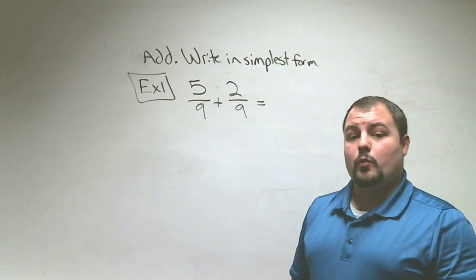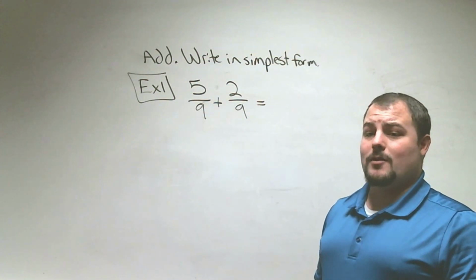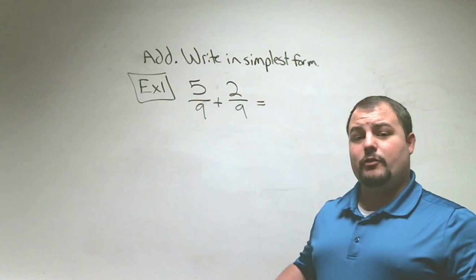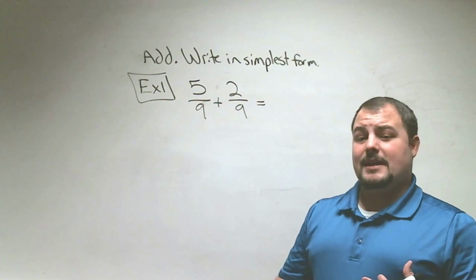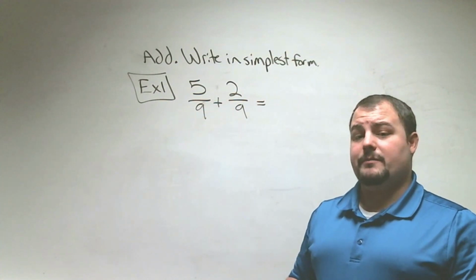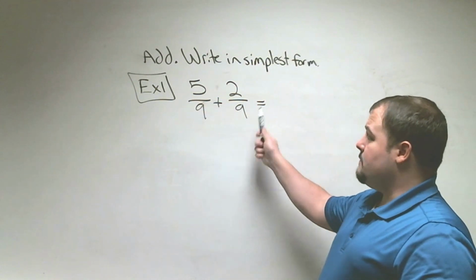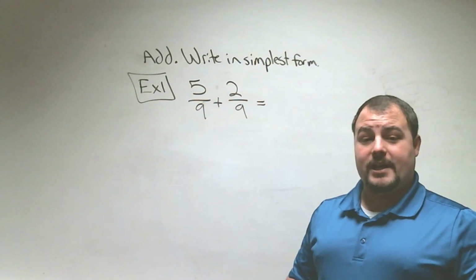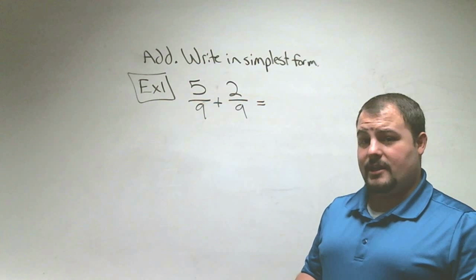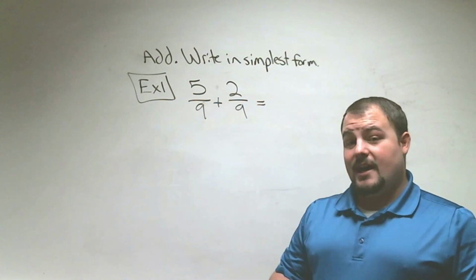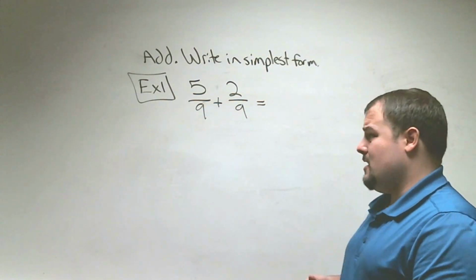In example 1, we're going to be adding two fractions together, and we're going to write the answer in simplest form. Simplest form means that if we can divide the numerator and the denominator by the same number, then we can simplify the fraction because we're dividing it by something that actually equals 1. So 5 ninths plus 2 ninths. Both of these are over 9, so they have common denominators. Since they have common denominators, that's why we can add them. If these fractions did not have common denominators, you cannot add them until the denominators are the same.